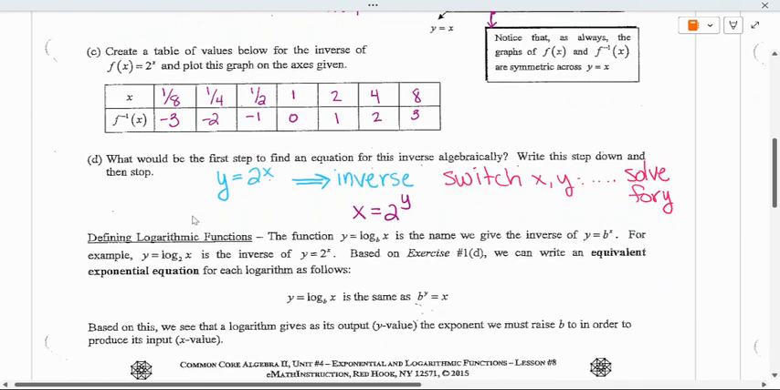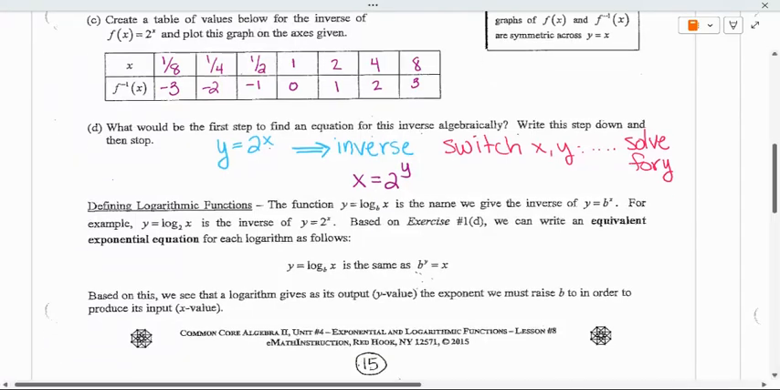Defining the logarithmic function. The function y equals log base b of x is the name we give to the inverse of y equals b to the power of x. For example, y equals log base 2 of x is the inverse of y equals 2 to the power of x. Based on exercise 1D, we can write an equivalent exponential equation for each logarithmic equation as follows.